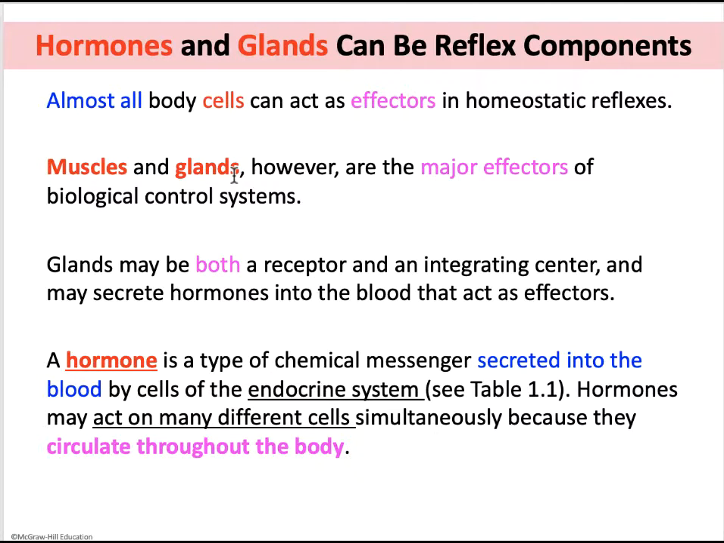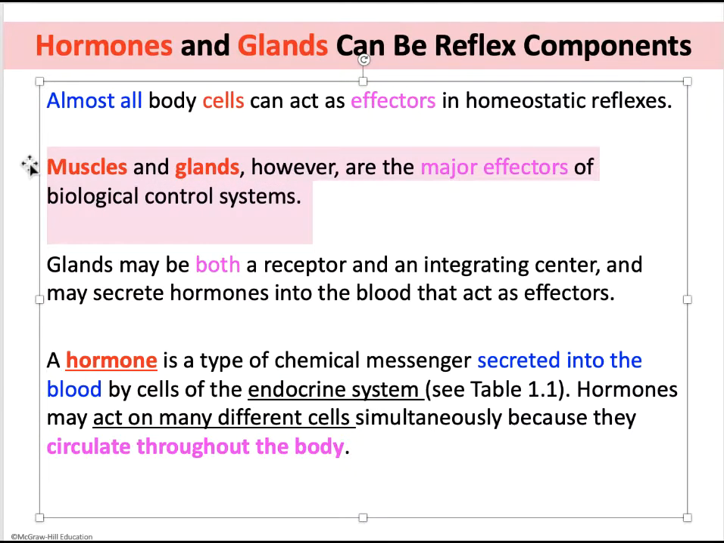Now, muscles and glands are the major effectors or biological control systems, right? So in most cases, when some response is needed, it's going to be performed by either the muscles or the glands or a combination thereof. Now, glands can be both a receptor and an integrating center, and we'll learn that when we get to those particular locations. Some glands secrete hormones directly into the blood, and those hormones act as effectors on other cells in various parts of the body.